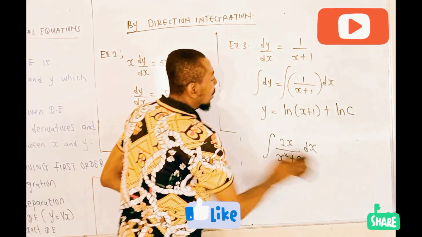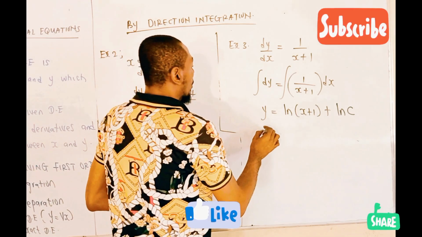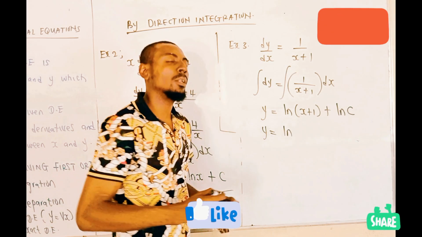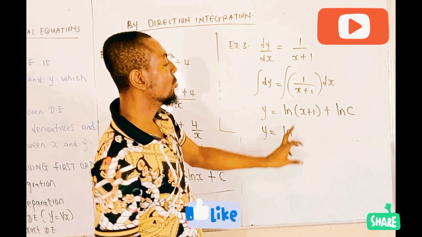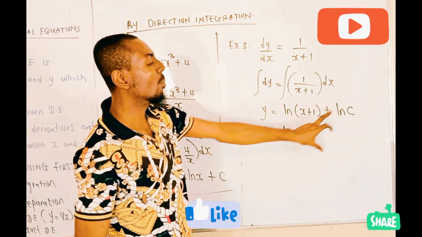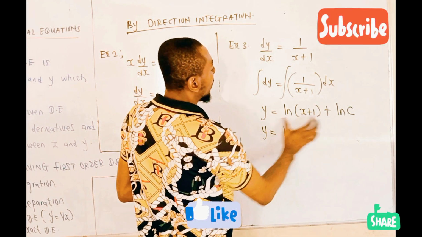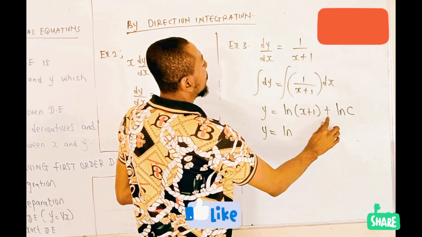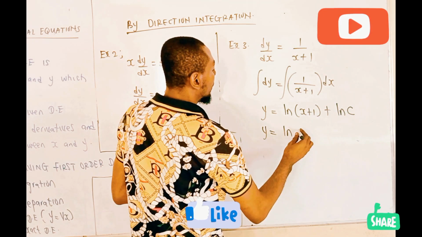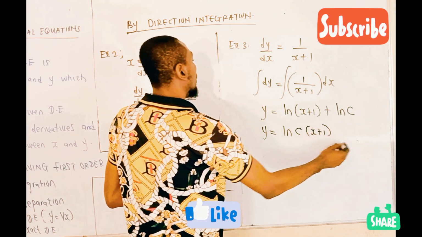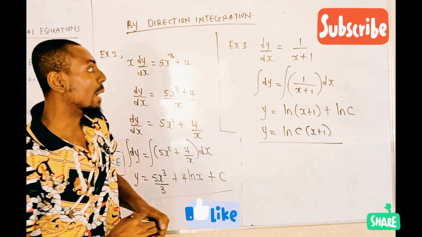Okay. So we have y is equal to, of course, the log of logarithm. You take one of the ln function and then multiply the numbers within. So this is ln, this is ln. We take one, then addition means multiplication of numbers. We have c times x plus 1. So definitely this serves as our answer.